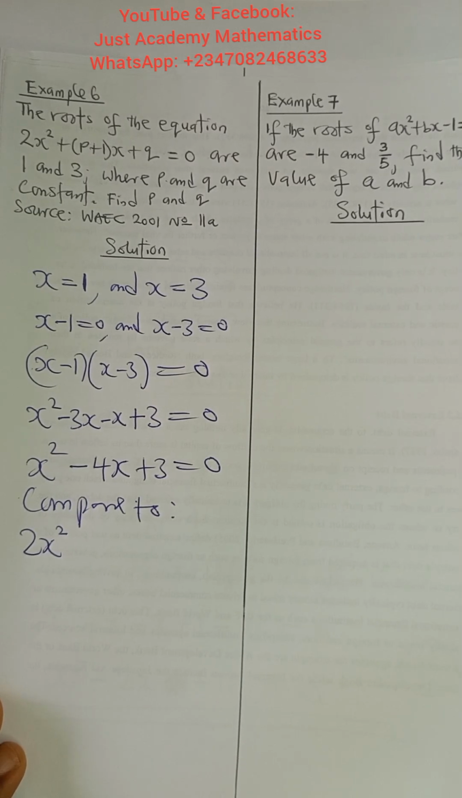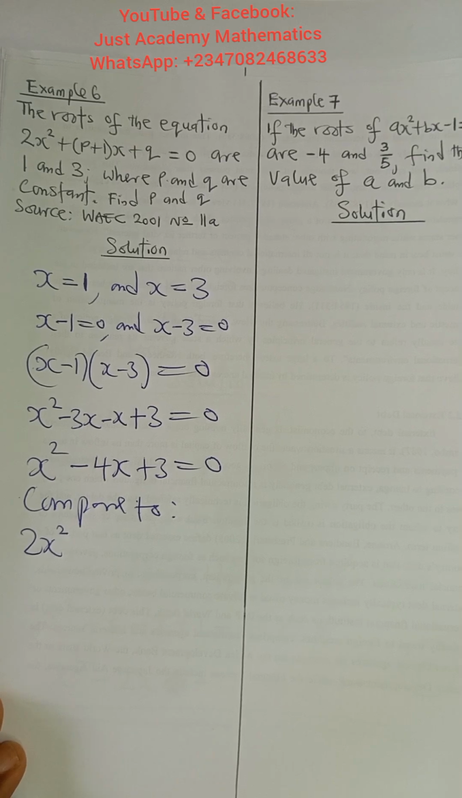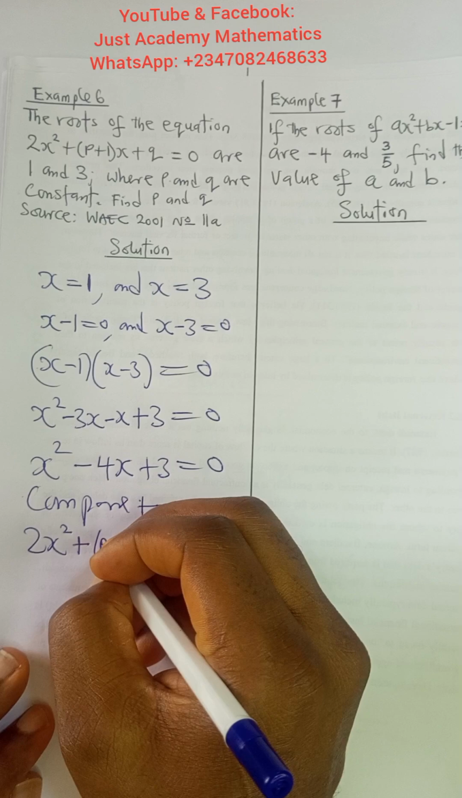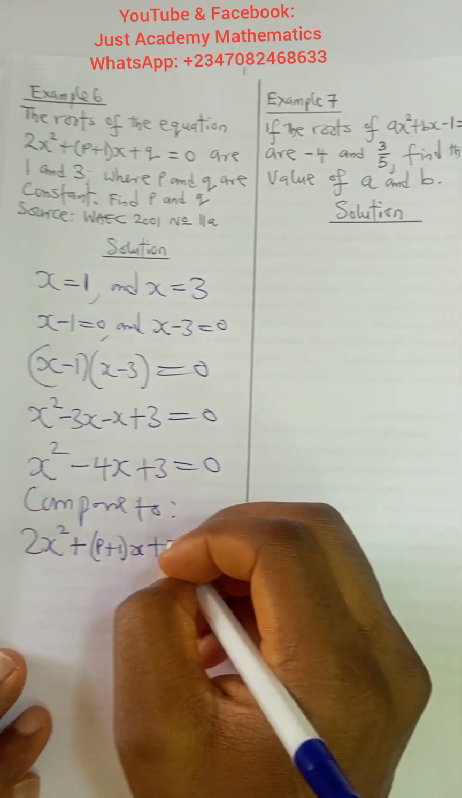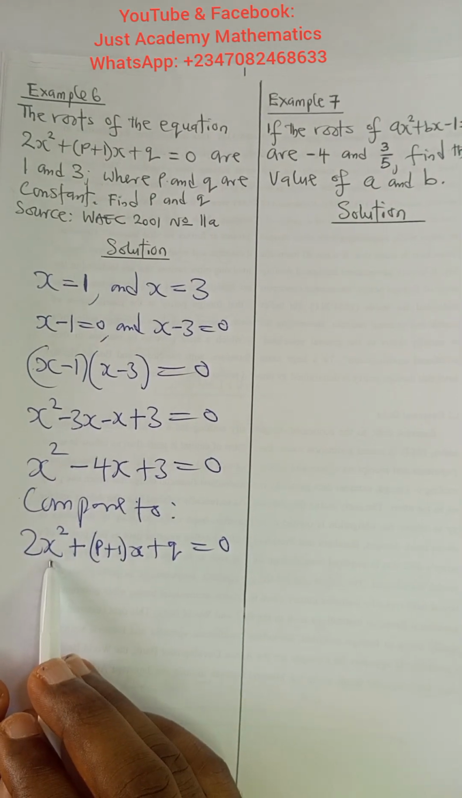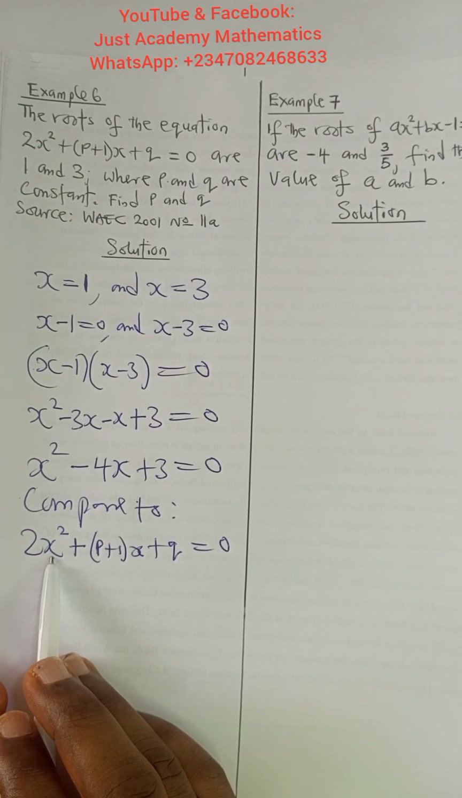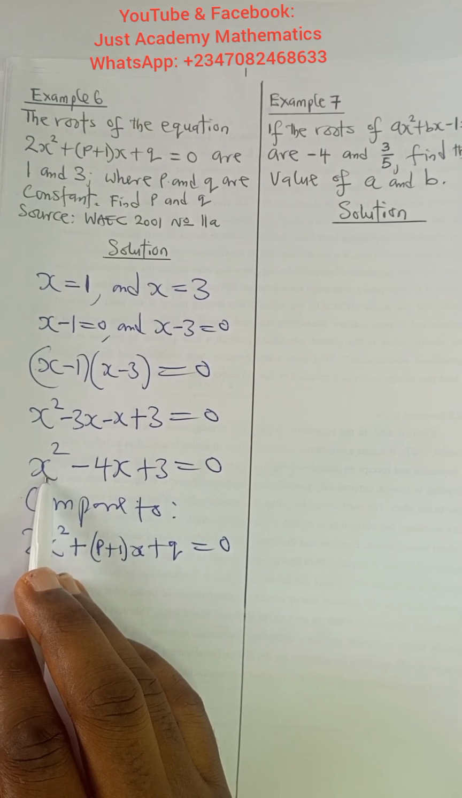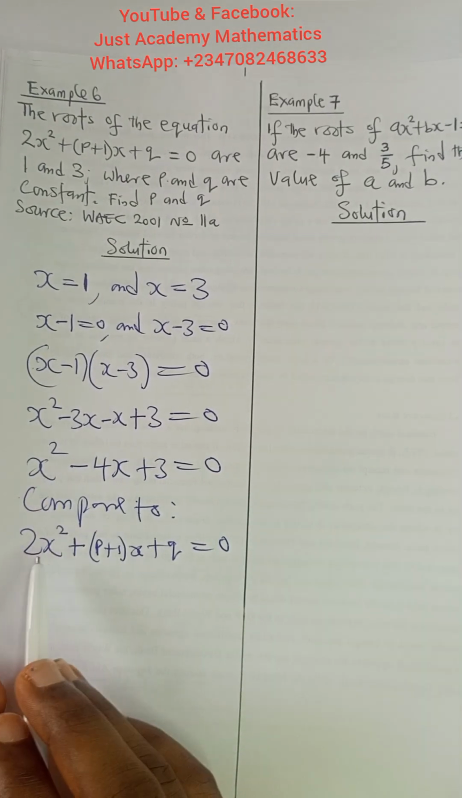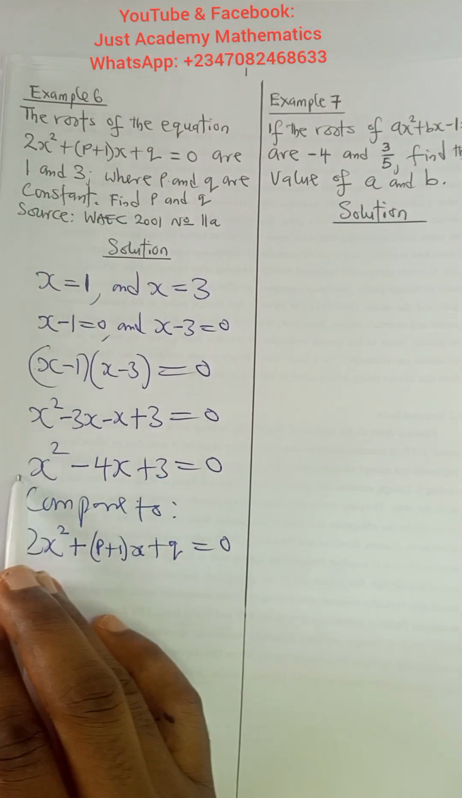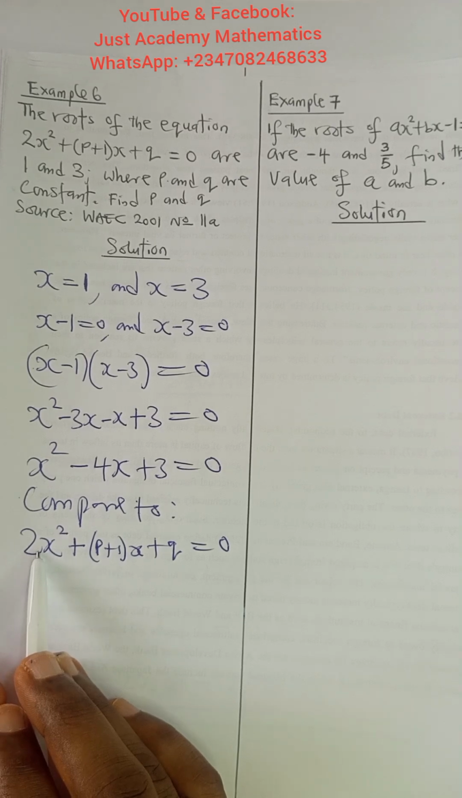We can still actually go ahead and compare the equation. It's still the same thing. Now, plus P plus 1 x plus Q equals to 0. Now, this is what this means. What's the coefficient of x squared here? The coefficient of x squared here is 2. The coefficient of x squared in the equation we solved is not 2, it's 1. So the first thing we really need to do to enable us compare this coefficient is to make this equation look like this. What do we do?